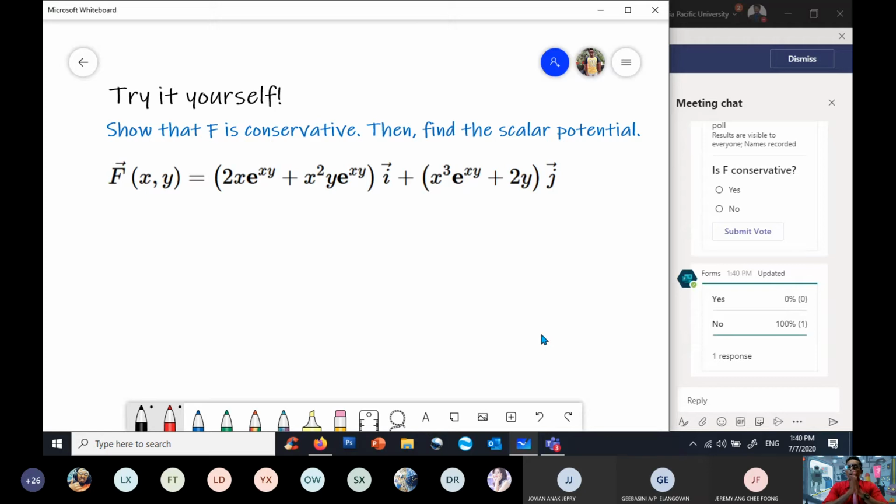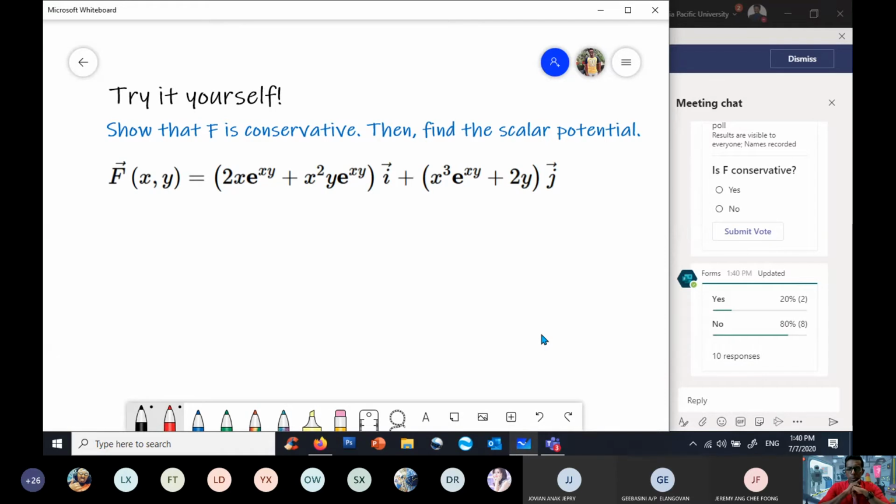So let me know what you think about it. Is F conservative or not? Just fill up the poll. If you conclude that it's not conservative, then you can't even proceed after that. If it's not conservative, stop. There's no scalar potential for it. But if it is conservative, then you should proceed.